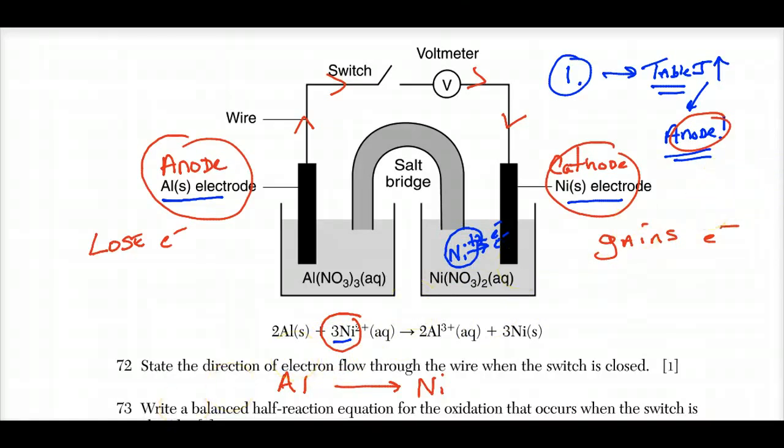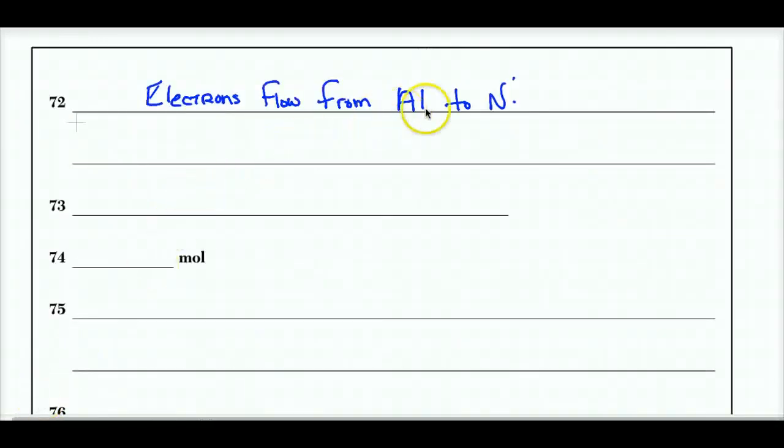So we go to our book. Electrons flow from aluminum to nickel. I guess you could also say they go from left to right.